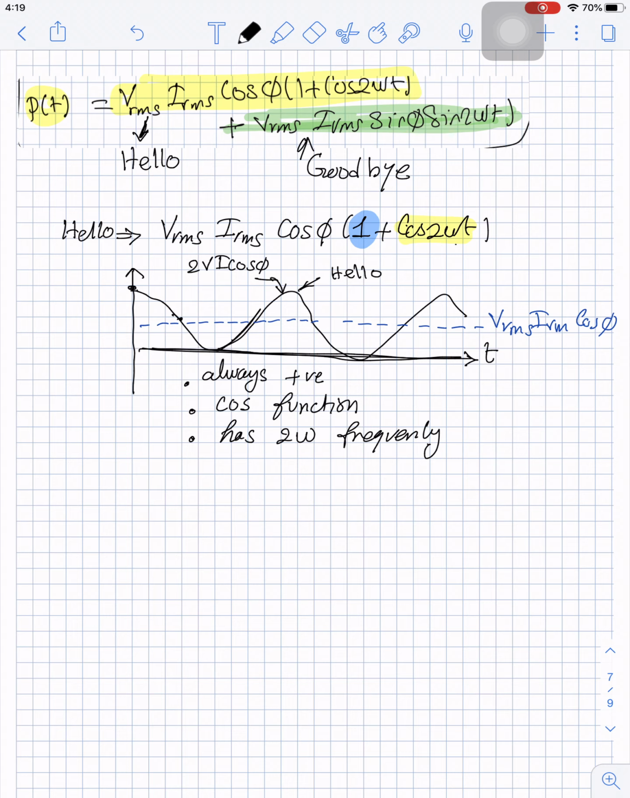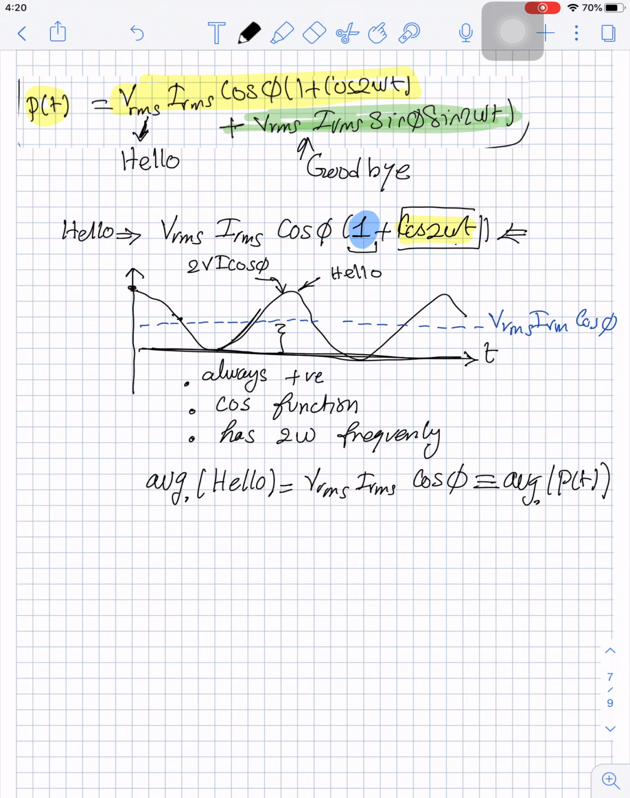And what is its average? Is its average 0? No. Why? Because it is shifted from the datum. If you look at this function, cos 2 omega t has 0 average, so the average will be 1 multiplied by VRMS IRMS cos phi, as we did earlier. So the average of the hello function is VRMS IRMS cos phi, which is the same average we found for P of t. So the hello function has the information about the average of the original function P of t. To get the average of P of t, you need the average of the hello function.